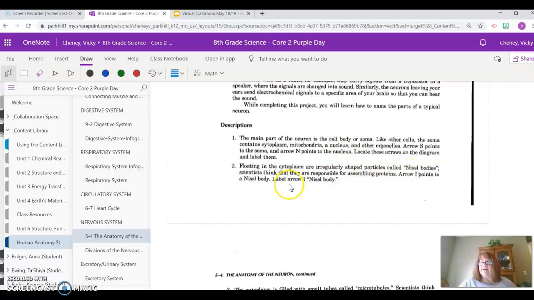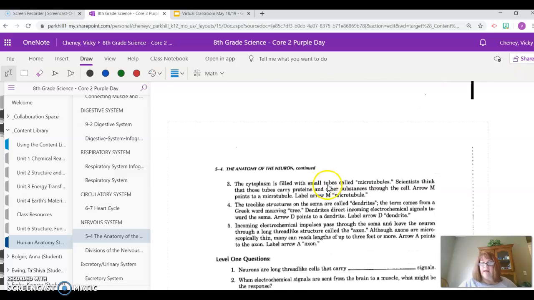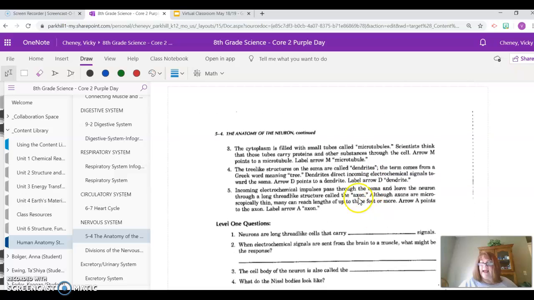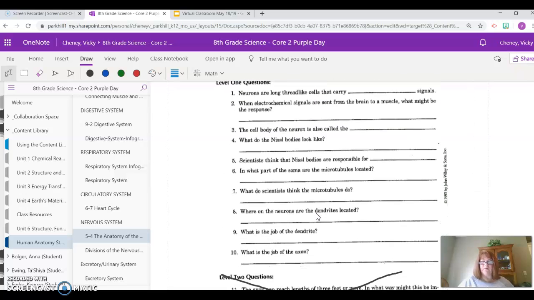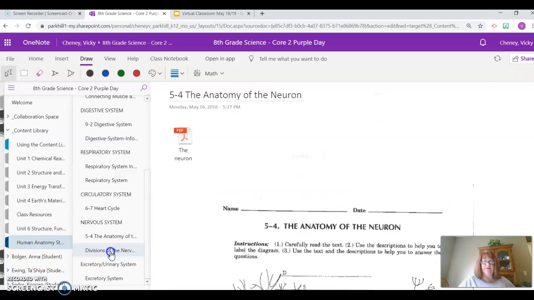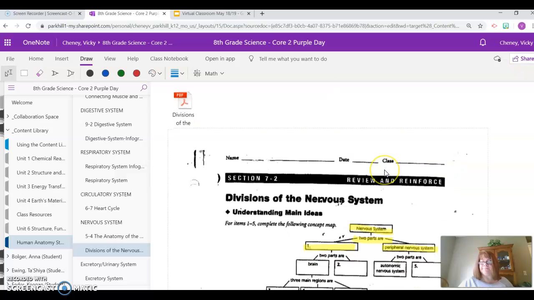I is going to be a Nissl body, and M is going to be a microtubule, and D is going to be a dendrite, and A is going to be the axon. On here, I just want you to answer the level 1 questions, so there's not too many to label on there. And then there is the divisions of the nervous system.